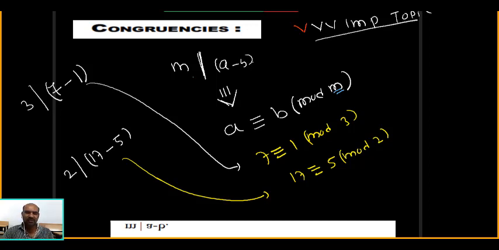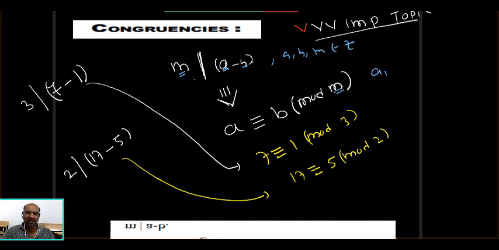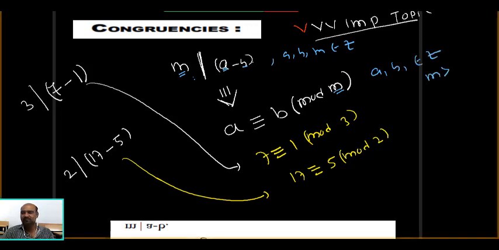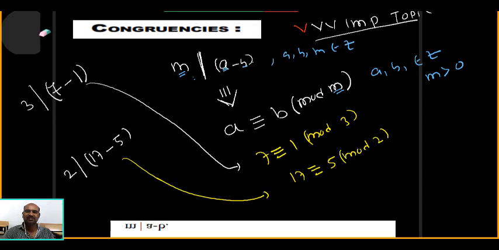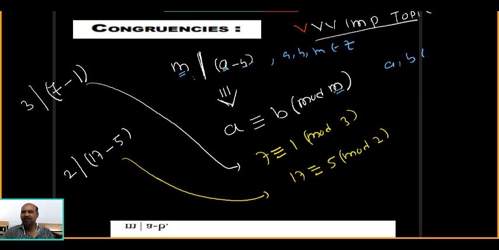But what is the difference between these two? Why are they written like that? Here A, B, M are integers. Here also A, B are integers, but M is a natural number, or an integer greater than 0. In other words, A, B belong to the integers and M belongs to the natural numbers. Only this is the restriction: M should be a natural number. That's all. So if M divides A minus B, we can symbolically write A congruent to B modulo M.